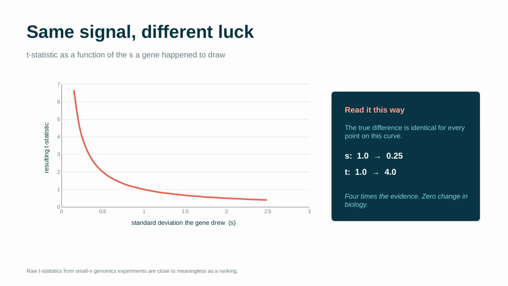Notice this is not a gentle relationship. Between a gene with an s of 1 and a gene with an s of 1/4, the t-statistic quadruples, with no change in the underlying biology whatsoever. The signal was the same. Only the luck of the variance estimate changed. This is why raw t-statistics from small n genomics experiments are close to meaningless, as a ranking.